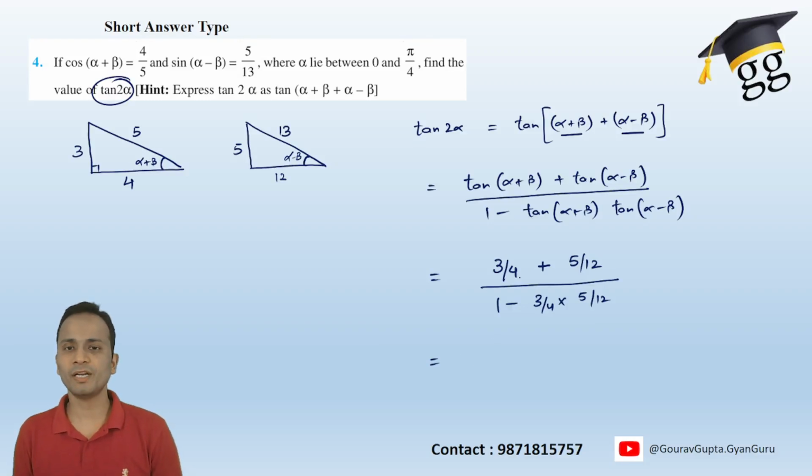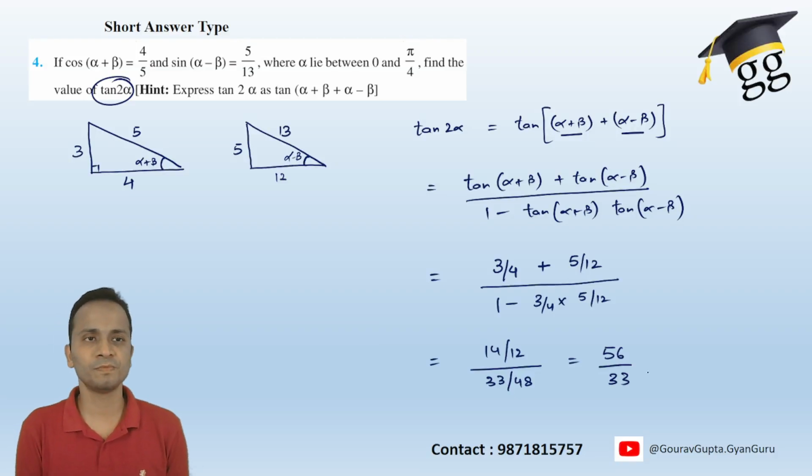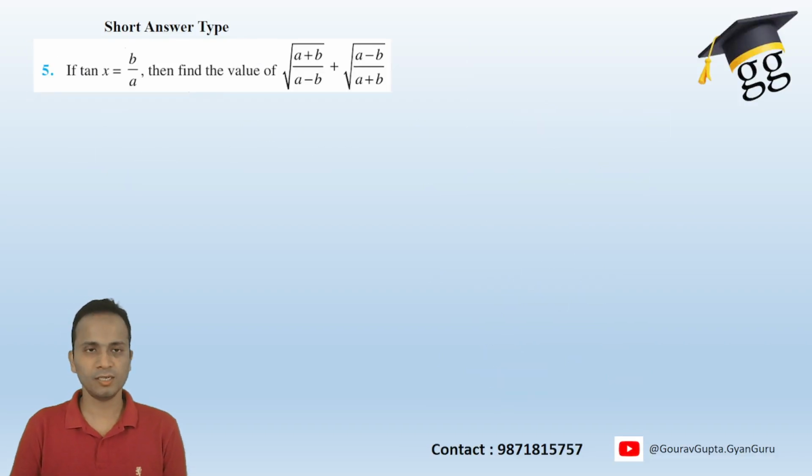Okay, so the numerator will become 12 plus 5, 14 upon 12, and the denominator 48 minus 15, that is 33 upon 48. Okay, 12 and 48 will get cancelled. Now 14 multiplied by 4 is 56, divided by 33 will be your final value. So that was question number 4.